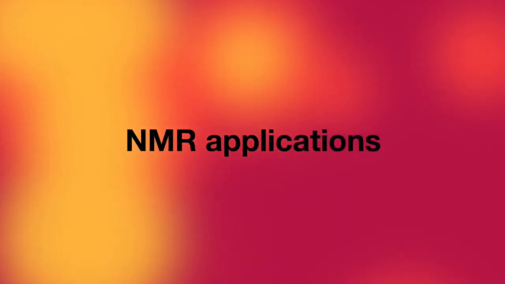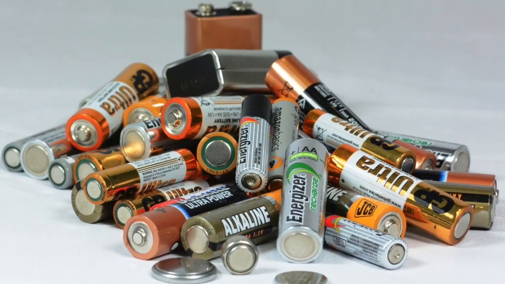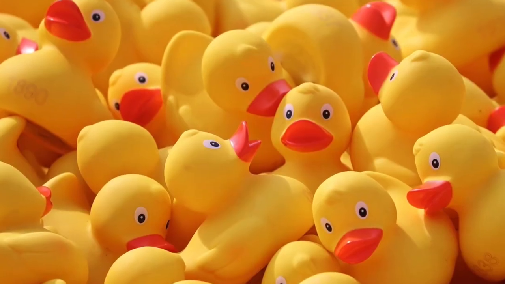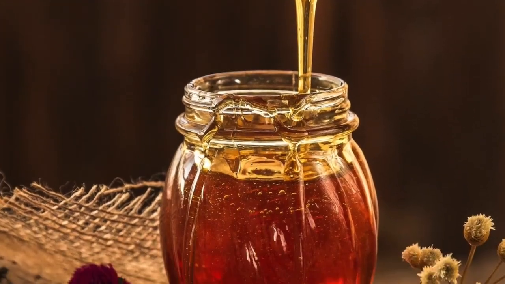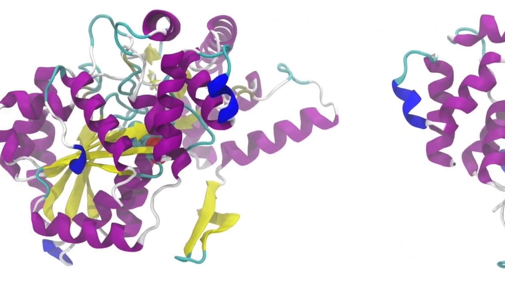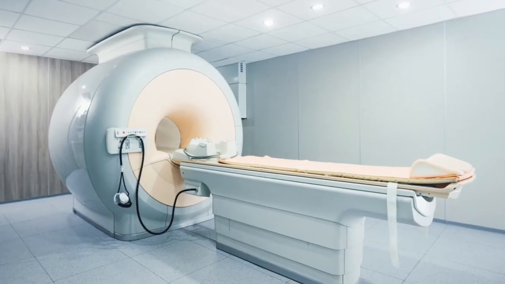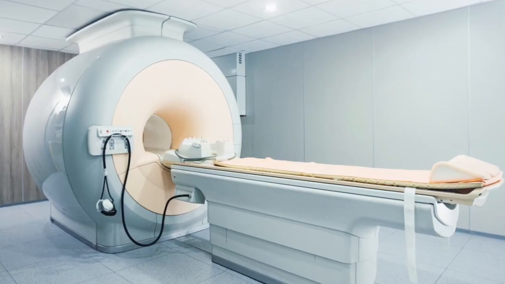NMR has many applications, and they can vary from pharmaceuticals to energy materials to polymers, food, cosmetics, to biological research on proteins, DNA and RNA, and to the MRI applications of scanning the human body to acquire images inside the body. In cultural heritage, NMR can be used to study the materials that cultural heritage objects are made of. And it can also be used to study the degradation of objects of cultural heritage.